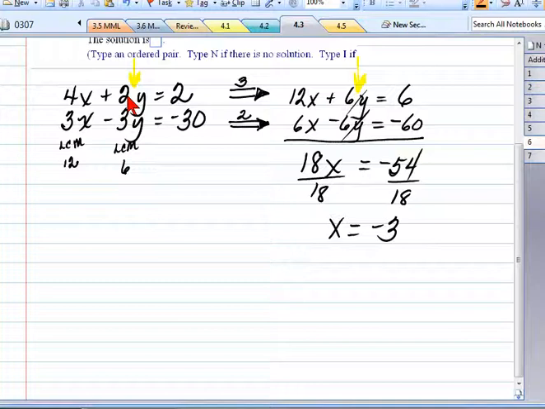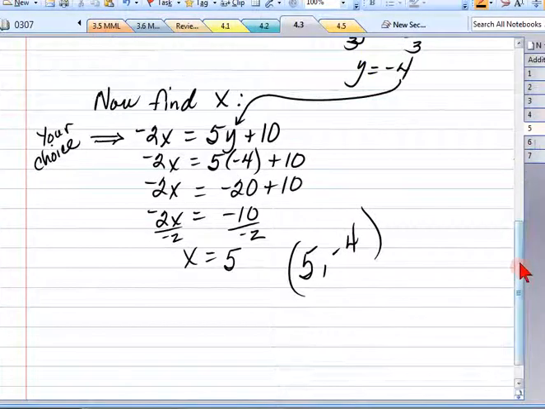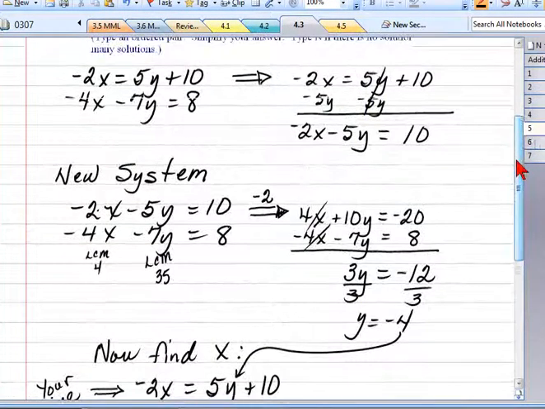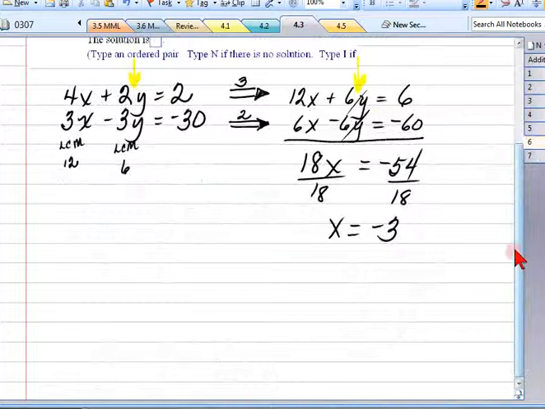What did I do? I'm sorry, say again. Why did you do both of them this time? I did both of them because if I went back to a previous problem, the least common multiple here was one of the two numbers. Okay, does that make sense? And I'm not through.